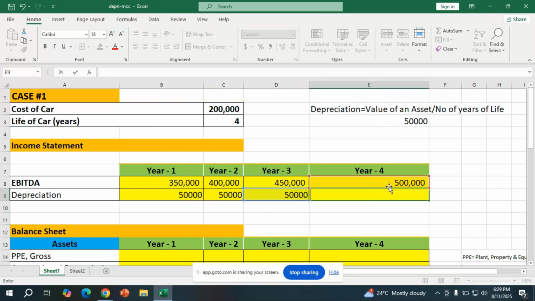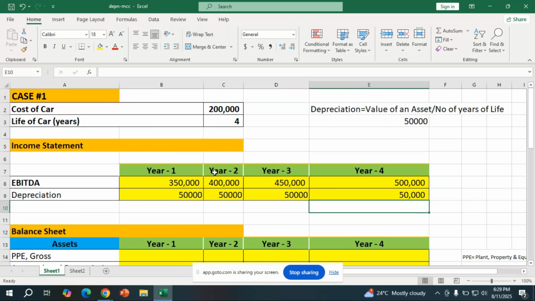Okay, again for the fourth year, it's the same depreciation equal to this. So this is how you calculate for all the 4 years. Repeat again for the first year. Let's say the EBITDA for the first year is 3 lakh 50. Now for all the 4 years, depreciation comes up to 50,000 each. How do you calculate this? I've shown you, 2 lakh divided by 4, so for all the 4 years it is 50,000 each.